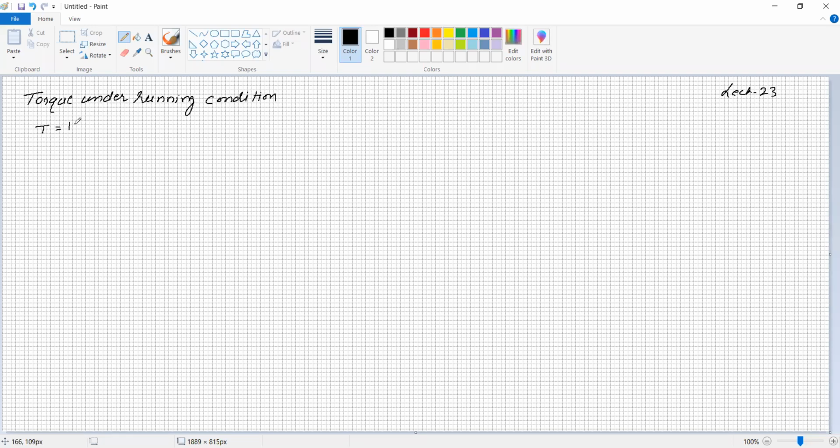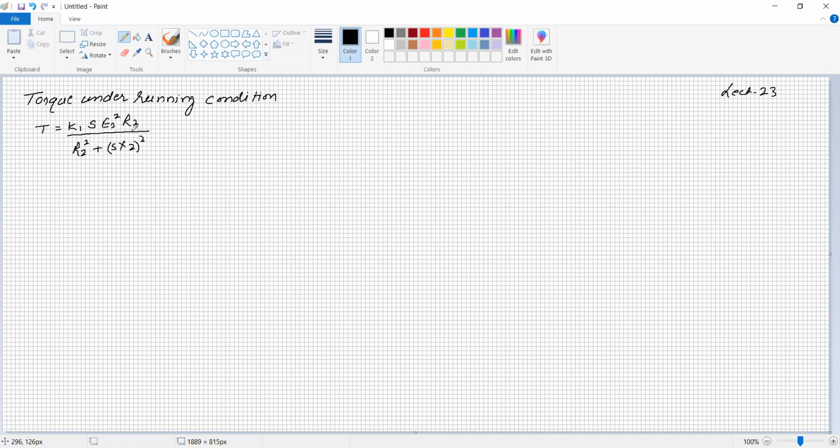Torque is equal to some constant K1 E2 square R2 divided by R2 square plus (Sx2) whole square. This is the torque under running condition. In the previous lecture, we came up to this derivation of the torque.